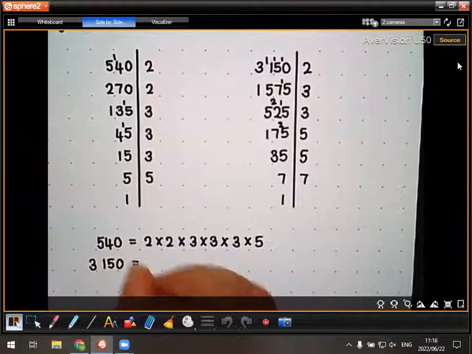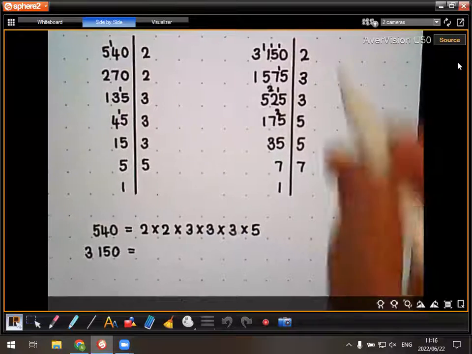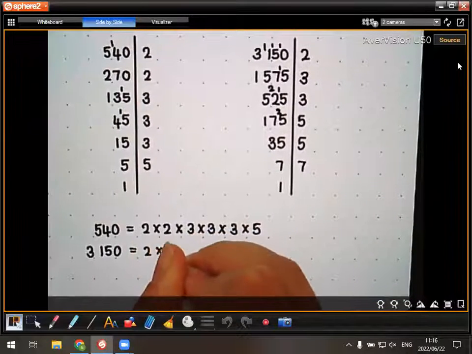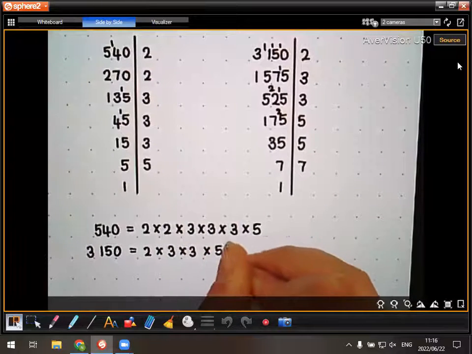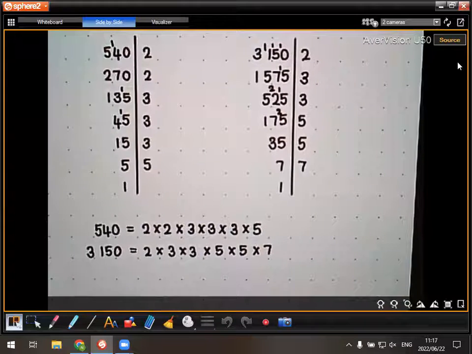3,150. I'm just going to write it underneath this. It's best if you write them underneath each other, guys. I'm just going to write all of these numbers. 2 times 3 times 3 times 5 times 5 times 7. Okay, that's step 1 done.